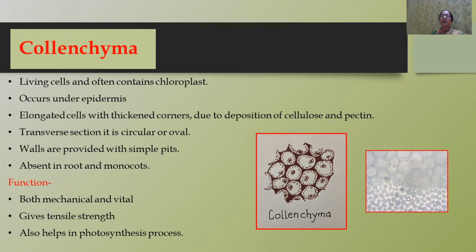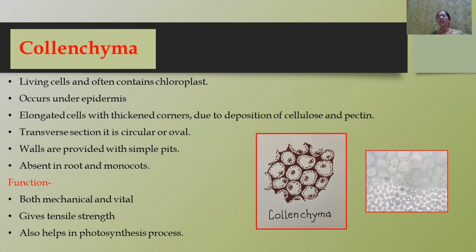Next is the collenchyma, which is also a simple type of tissue. All the cells are similar, and you can see in the figure they are living tissues. Sometimes they contain chloroplasts, and they are generally present in the hypodermal region, just below the epidermal region. These collenchymatous cells are elongated cells. They have thick corners due to deposition of cellulose and pectin. They are seen circular or oval in shape when cut in the transverse plane. The walls are provided with small pits.